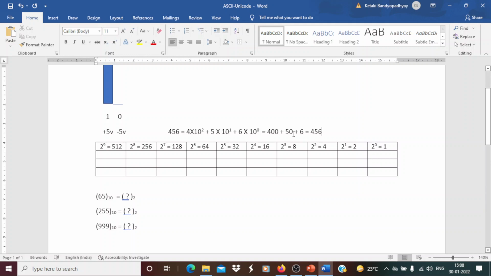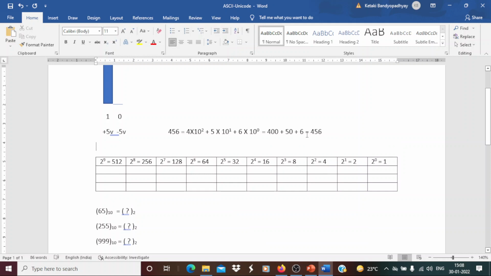So 6 into 1. Then this 5 is actually the decimal place number, so 5 into 10 to the power 1, and 4 is basically the 100 place number, so 4 into 10 square. So every decimal number is actually based on the significance of the digit in a position. That's why this is called positional numbering system. In comparison with the Roman script, like 1 2 3 4 what we use normally, that is basically non-positional numbering system.